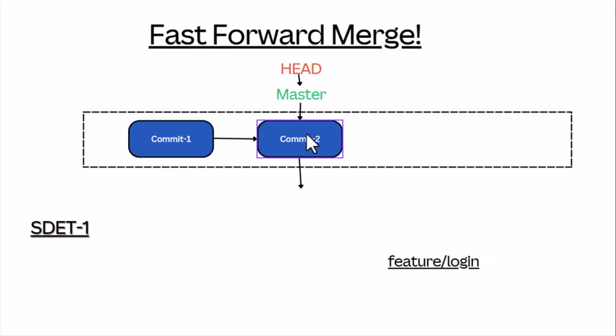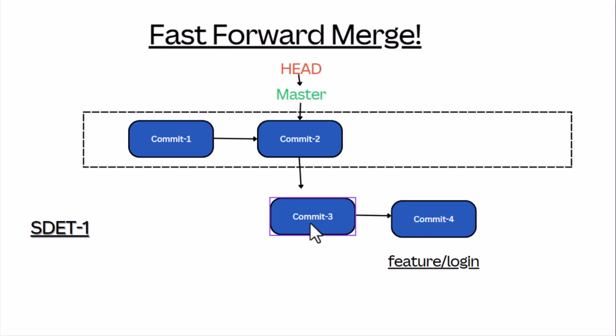So we have cut this branch from the master branch, and let's say after cutting the branch, we will be making some commits to it. Let's say we made a new commit, commit 3. After this commit, we will make another commit, which is commit 4. This is what feature login branch will look like. It will have two commits, commit 3 and commit 4, and it was cut from the master branch where the latest commit was the commit 2.